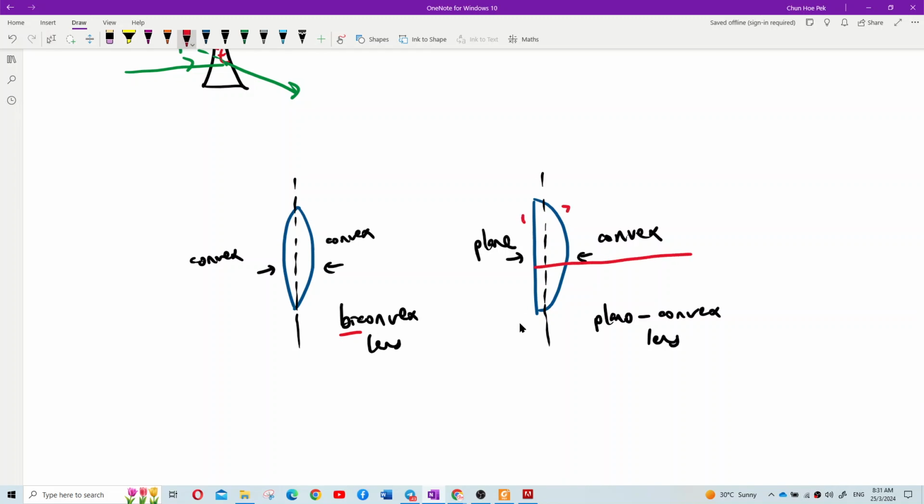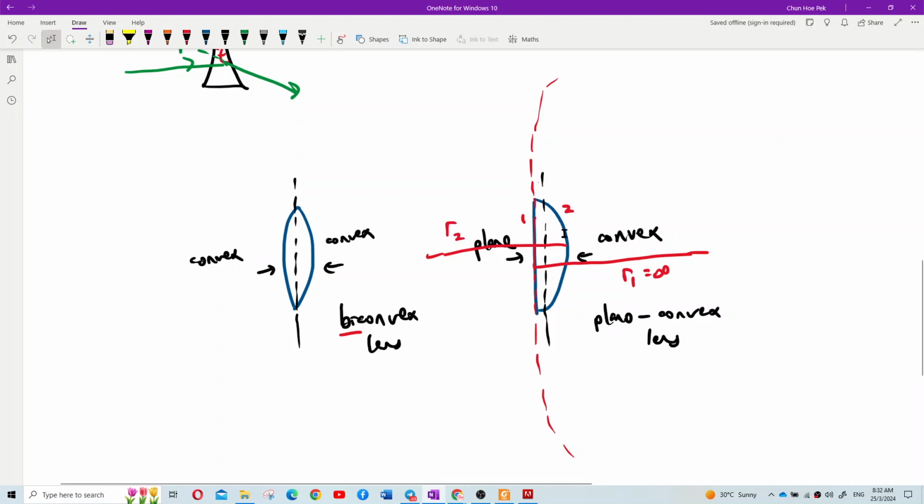So let's say this is surface 1, this is surface 2. Radius 1 is considered to be infinity because this surface is plane. It's considered like a very big sphere until it is a plane surface. So for a plane surface, the radius is considered infinity. Radius 2 is not infinity. Radius 2 is a small sphere. But for a plane, the radius is considered infinity. Understand class?